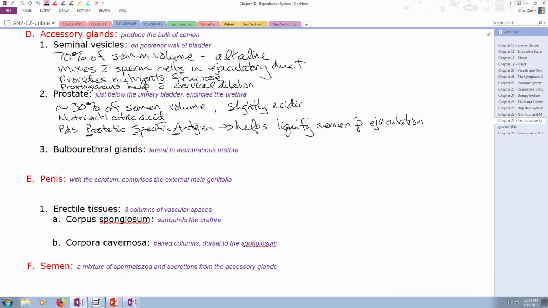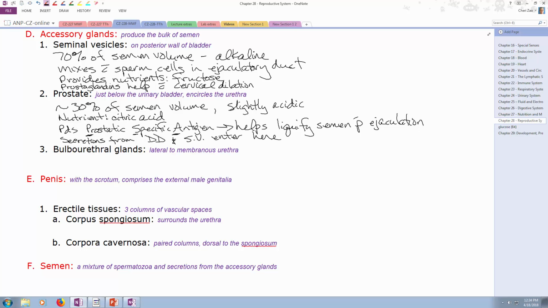Now, the secretions from the seminal vesicles as well as the ductus deferens enter into the urinary system here at the prostate. So secretions from DD, ductus deferens, and SV, seminal vesicles. Those secretions or products will enter there and mix with the citric acid as well as PSA.